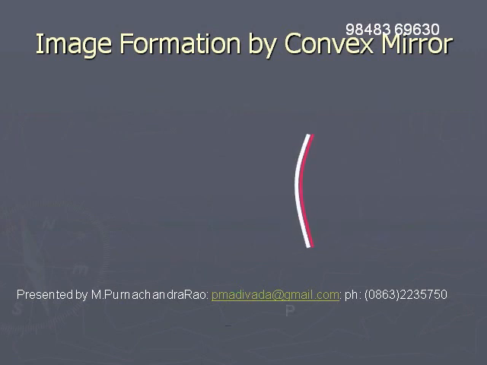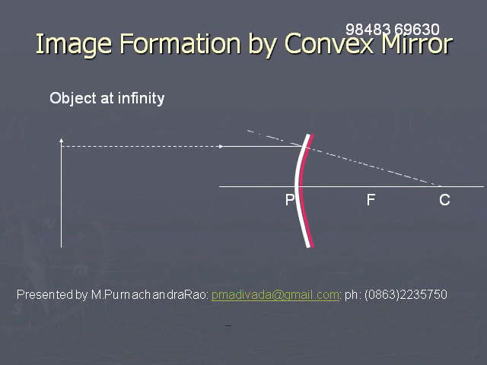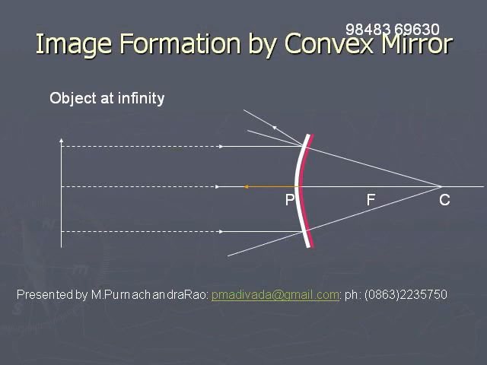Study of image formation by convex mirror with ray diagrams. Here I am going to show you two diagrams. In the first case, the object is at infinity, and in the second case, the object is at finite distance. When the object is at infinity, the rays coming from the object are considered to be parallel rays. These rays fall on the convex surface and get reflected.